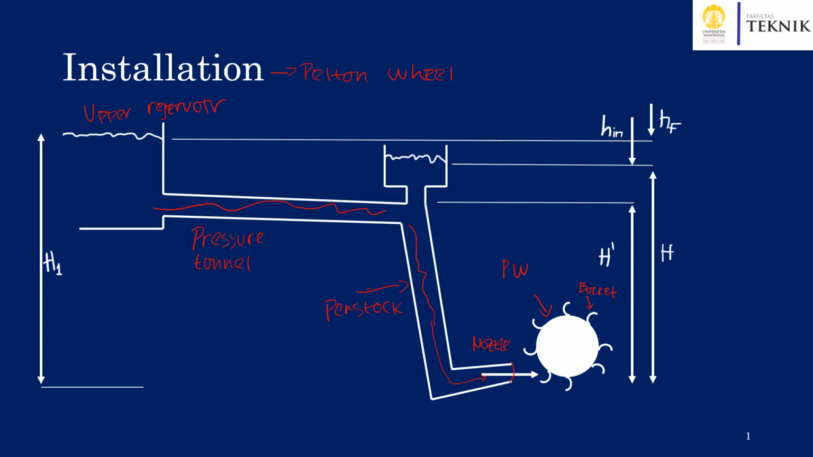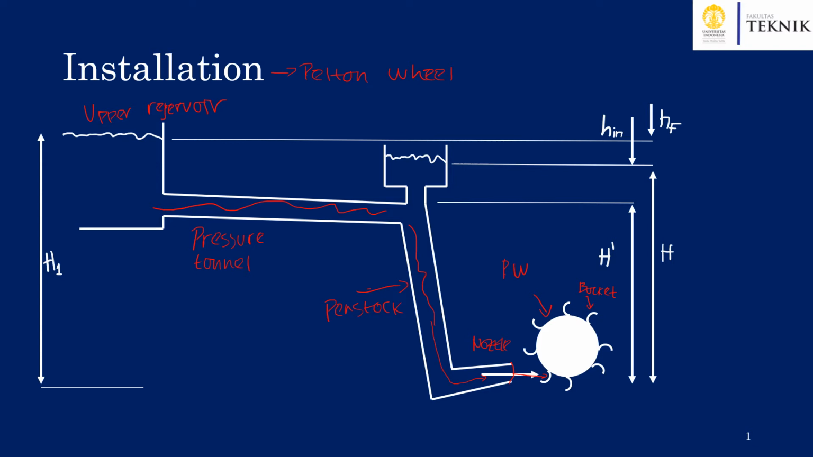So the nozzle here will spray the liquid and hit the bucket here, causing rotation, and then it rotates the generator to generate the electricity. That's in a simple way how electricity is produced in a common Pelton wheel hydroelectric power generation.